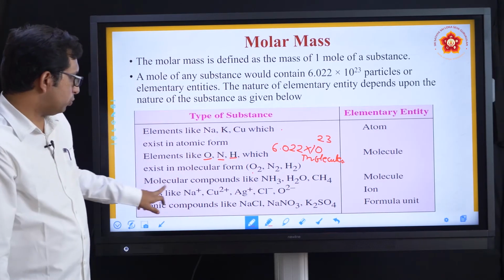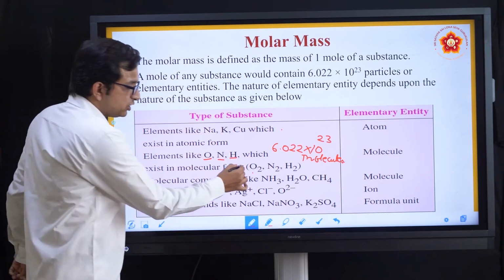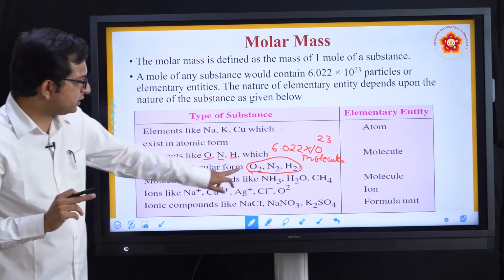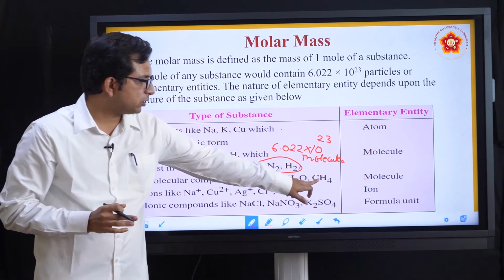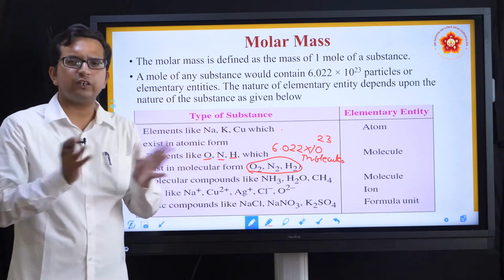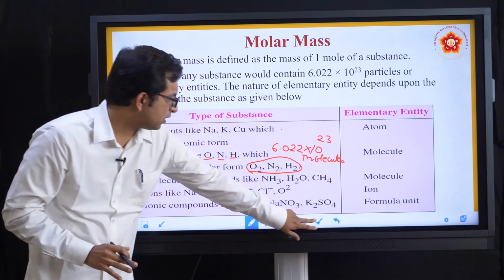The next set of compounds, molecular compounds, once again they are molecules. It is just that, if you remember, these were hetero-homo. If you go back to that concept, these are homo, which means same. These are different, NH3, water, methane, CH4 is methane. So this is homonuclear, this is heteronuclear, but both of them come under the study of molecules.